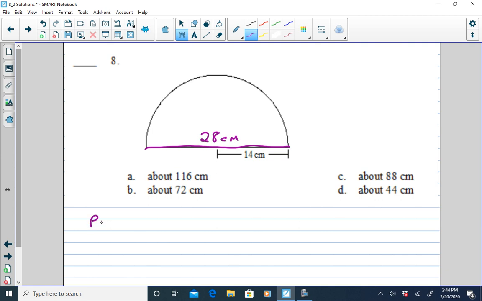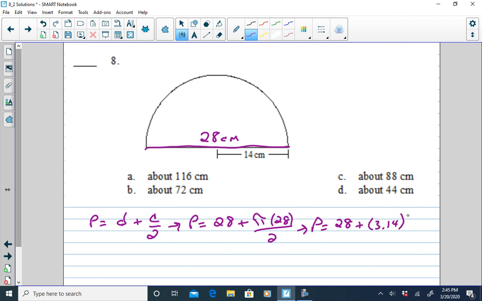So the perimeter is going to be equal to the diameter plus the circumference divided by 2. Perimeter is going to be equal to that diameter, which is 28, plus the circumference, which is pi times the diameter of 28. We're dividing that by 2. So the perimeter is going to be equal to 28 plus 3.14 times the 28. We're dividing that by 2.